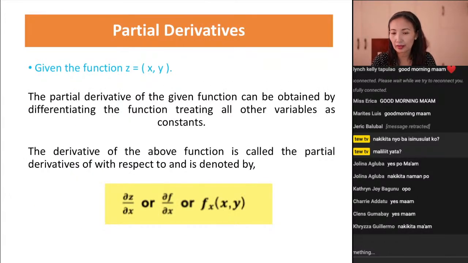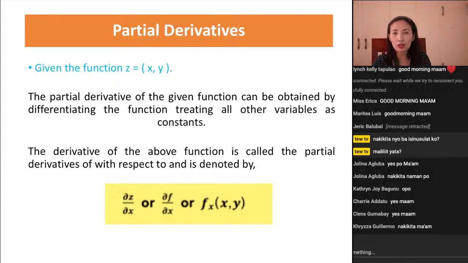So that we finish differentiation and move on to integration. Given the function z equal to xy, in terms of two variables x and y, the partial derivative of a given function can be obtained by differentiating the function, treating all other variables as constants.